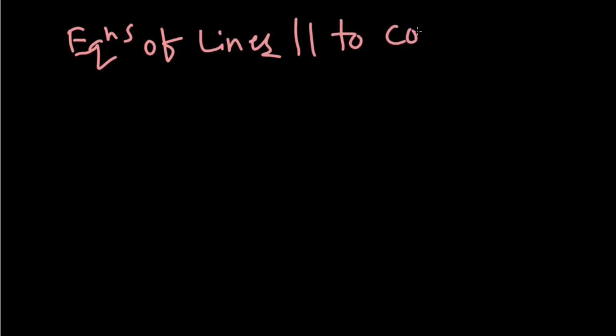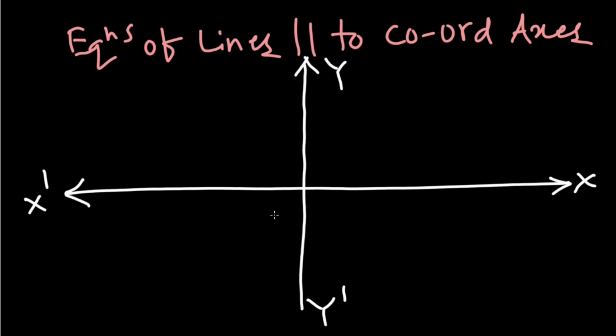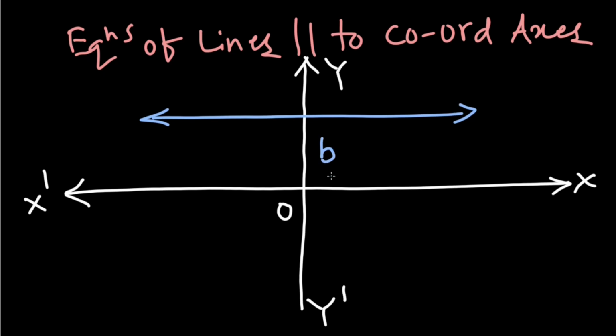Now we will see equations of lines parallel to the coordinate axis. If a line is parallel to x-axis at a distance b from x-axis, then its equation is y equals b, because the y coordinate of every point on this line will be b.